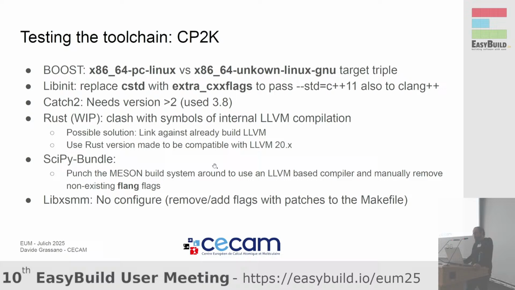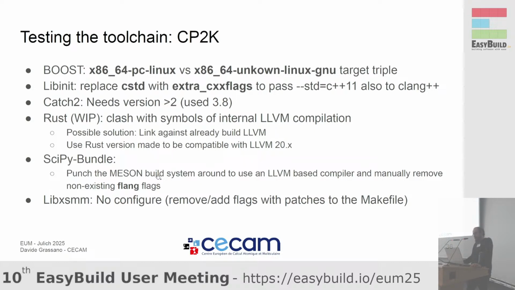Now, I will not go too much into the details here, but I also attempted to compile CP2K, and ended up encountering some problems with Rust when compiling the SciPy bundle. This is because Rust uses its own internal version of LLVM, and if you try to compile a Rust that depends, for example, on LLVM 19, using LLVM 20, I was getting symbol clashes. You can compile a Rust that depends on LLVM 19, but this means there might be some interplay between the libraries that Rust compiles and the ones that LLVM compiles, and this needs more investigation.